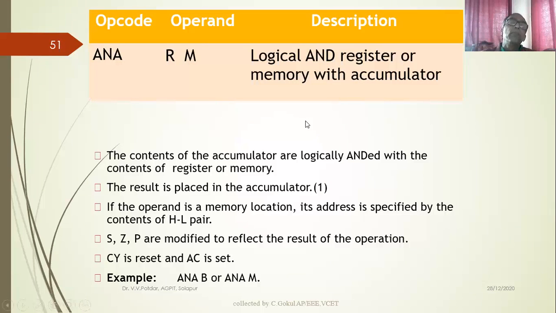Let us see. Opcode is ANA, operand is R and M, description is logical AND register or memory with accumulator. The contents of the accumulator are logically ANDed with the contents of the register or memory. The result is placed in the accumulator. If the operand is a memory location, its address is specified by the contents of the HL pair. S, Z, P are modified to reflect the result of the operation. CY is reset and AC is set. Example is ANA B or ANA M.